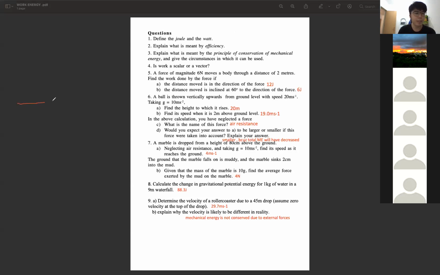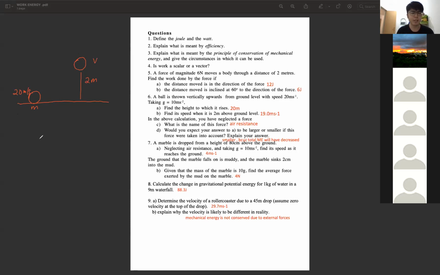So we take two snapshots. First is when I throw it, I'm giving it a velocity of 20. That's the initial. And the mass is not given, right? So I just write m here. Okay, when I throw it, halfway to 2 meters above the ground, what is the speed here? What is the velocity here?